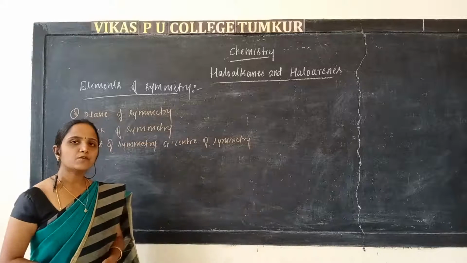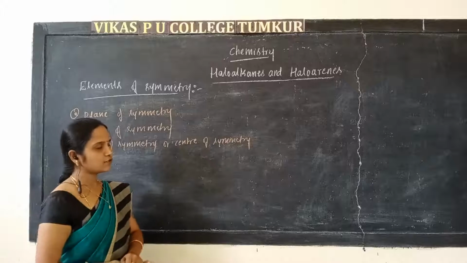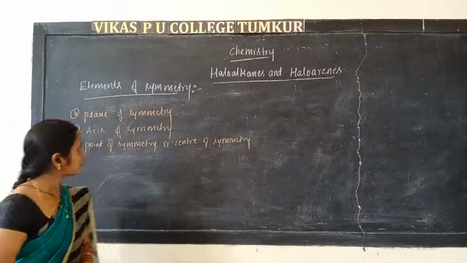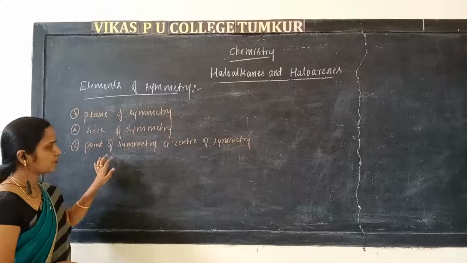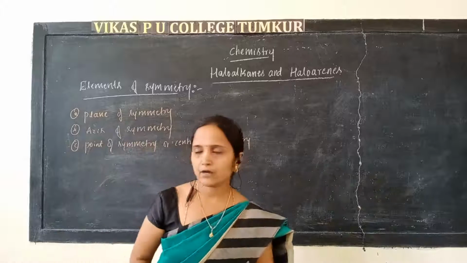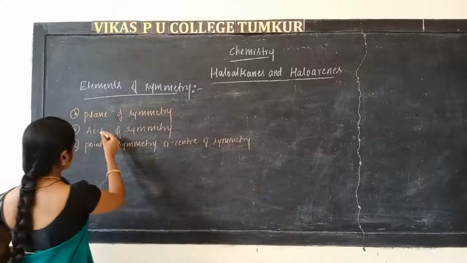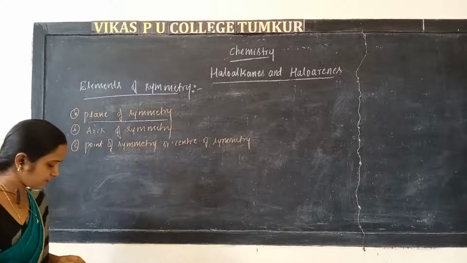Now we are discussing the elements of symmetry. There are three elements of symmetry we are discussing: the plane of symmetry, the axis of symmetry, and the point of symmetry or center of symmetry. One by one we are going to study them. First we are going to study the plane of symmetry, and we are going to take some examples.